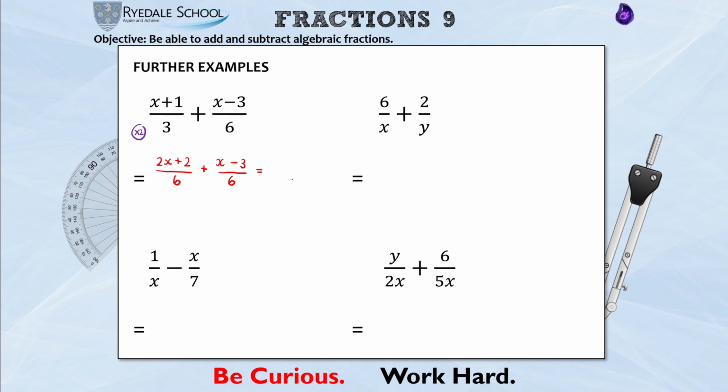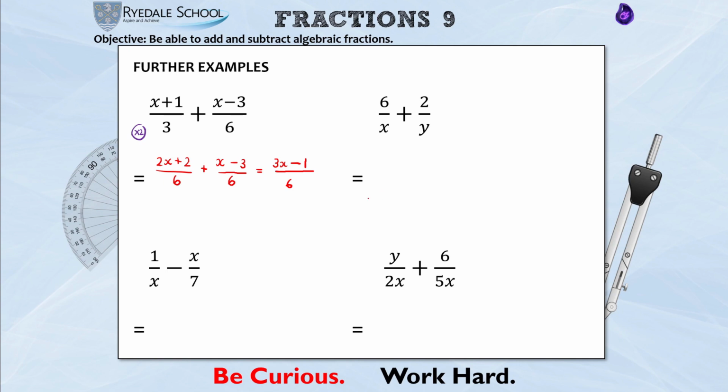Let's combine the numerators. Well, I can collect the 2x and the x, that's 3x, and I can collect the plus 2 and the minus 3, and plus 2 minus 3 is negative 1.